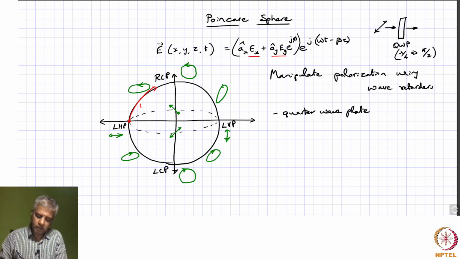The perturbation would have either changed the amplitude, in which case it's only moving along the equator. It remains linear, but it's changing along the equator. But if it has changed the phase between the two polarization components, then it would move out of this equator towards the poles. So as a sensor, you are looking at the inverse problem. You are analyzing the polarization.